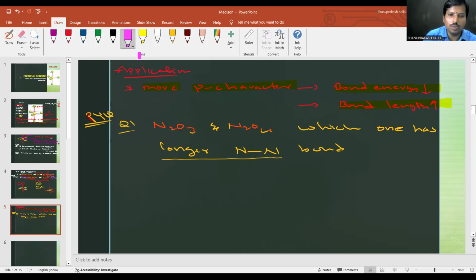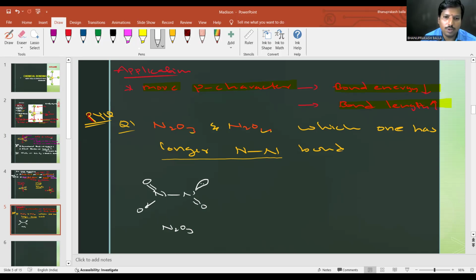N2O3 and N2O4. First of all, you should know the structures of both. In N2O3, nitrogen and nitrogen have a single bond. One oxygen is a double bond O, one has a lone pair of electrons, and the other one is a double bond O. This is the structure of N2O3.